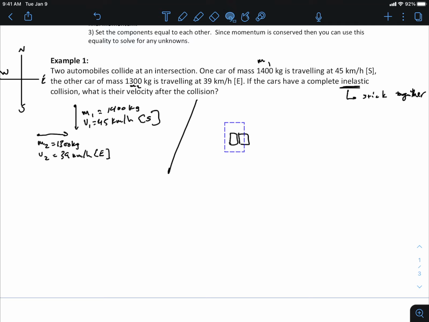I don't know if it is going to let me rotate it. They're going to become intertwined and move off at some angle in this direction, right? But the word intertwined means that this is going to be M1 plus M2 now, right? So we know what the total mass is going to be. And the thing that we're looking for is this final velocity vector, right? So both magnitude and direction, though, is the catch.